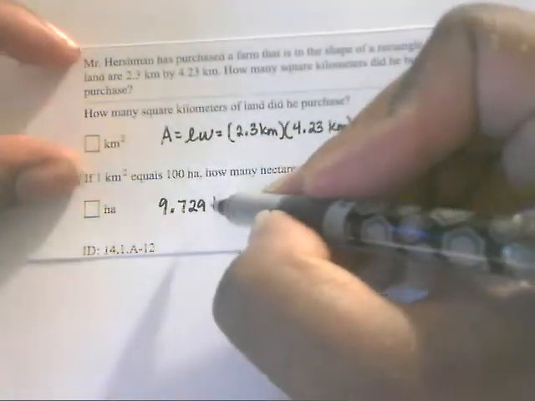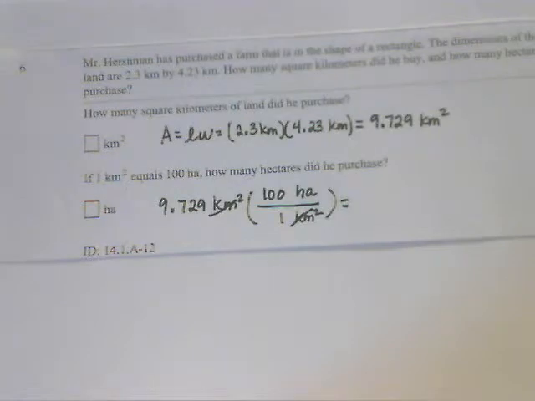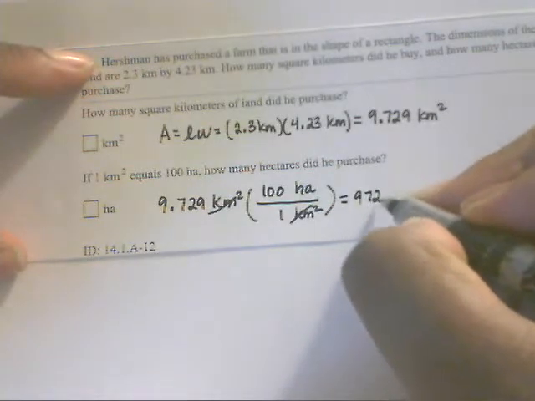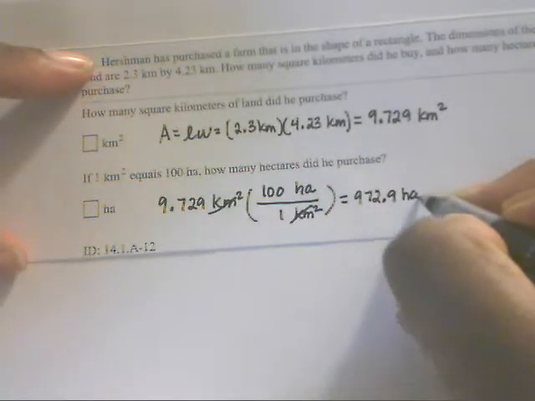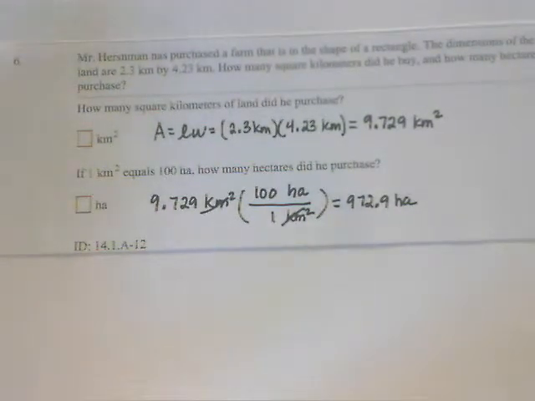So square kilometers divide out, and then we'll do 9.729 times 100. That's going to give me 972.9 hectares. Okay. So, since 1 square kilometer is equal to 100 hectares, this person purchased 972.9 hectares, which is the equivalent to 9.729 square kilometers.